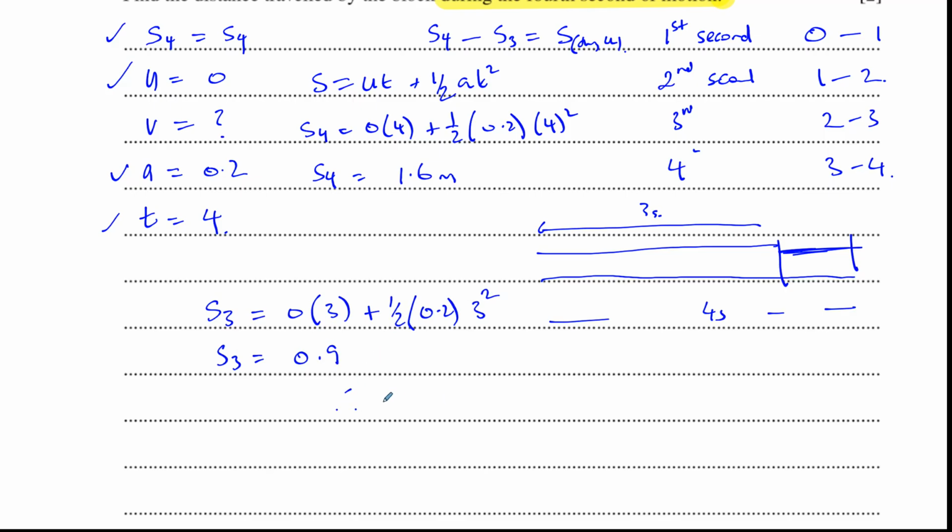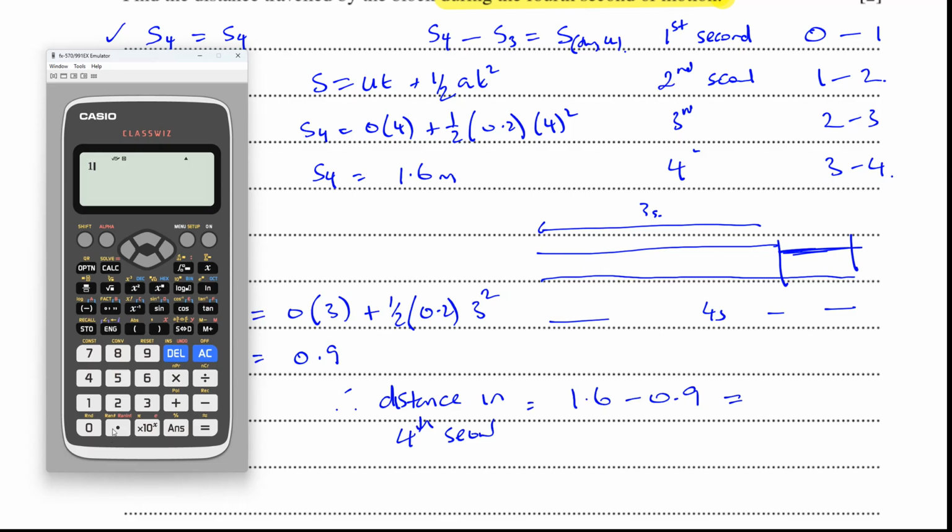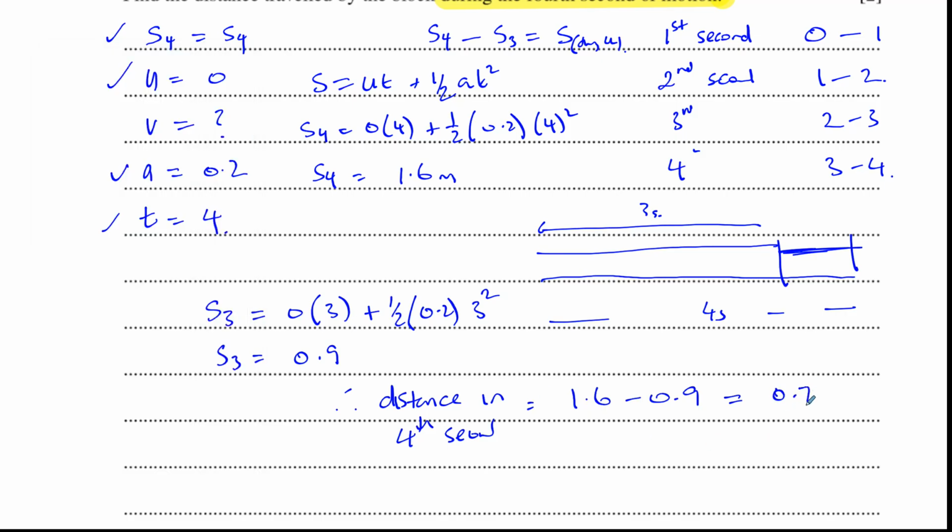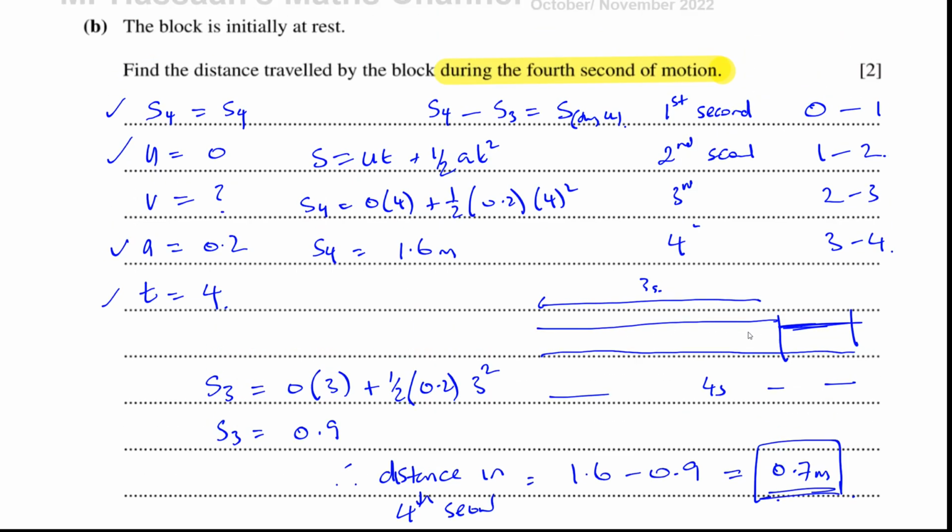So therefore, you can say that the distance in the 4th second is going to be 1.6 minus 0.9. 1.6 minus 0.9, which is going to be, I think, 0.7. So you have 1.6 minus 0.9 gives you 0.7. So 0.7 meters. So there's the answer to this question, part B.